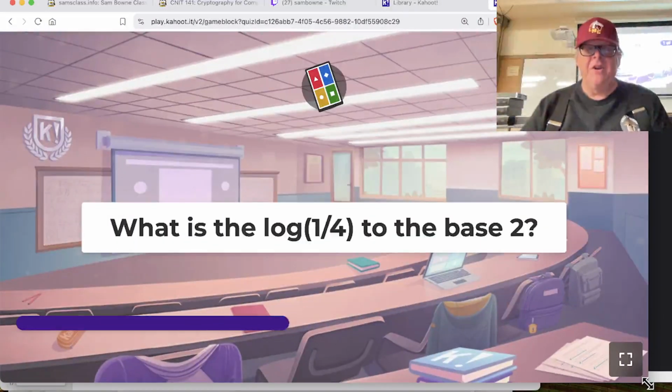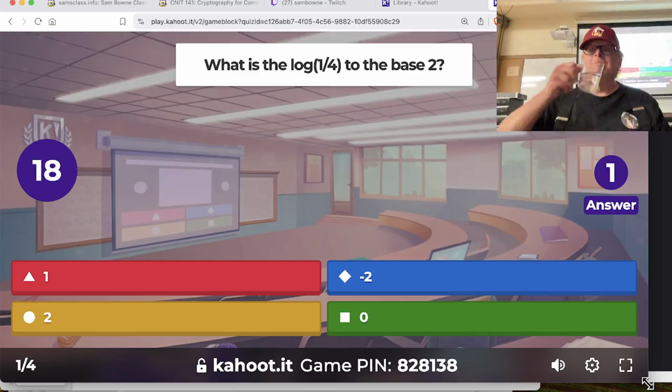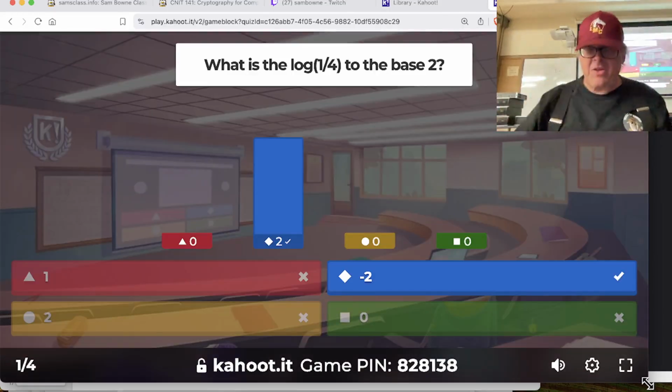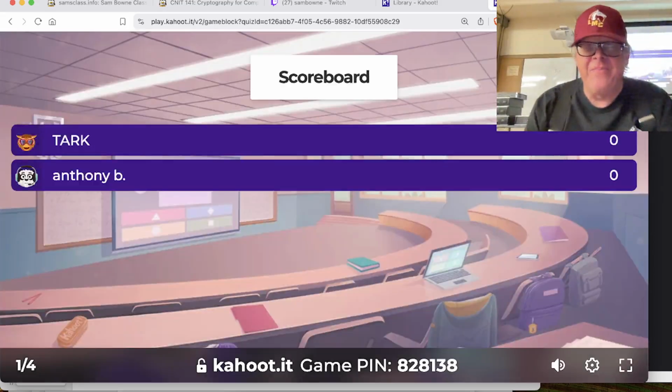All right, so what is the log to the base 2 of 1/4? Good, you folks know your math. This is 2 to the minus 2, so the log to the base 2 is minus 2. Good? All right.